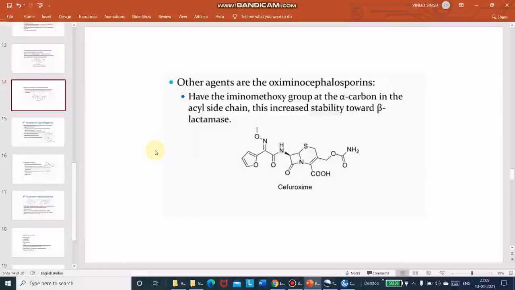Other agents are the oxyimino cephalosporins, have the amino-methoxy group at the alpha carbon in the acyl side chain. This increases stability toward beta lactamase. ये होता है cephaloxime. Cephaloxime, one of the drugs very common in market.